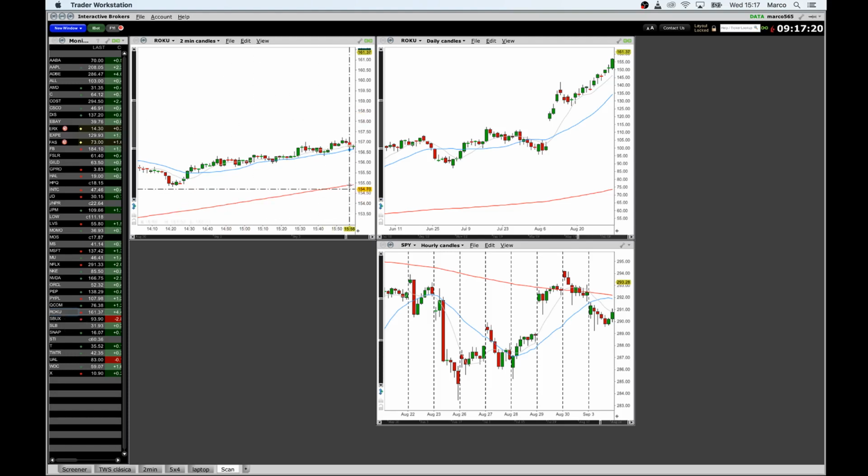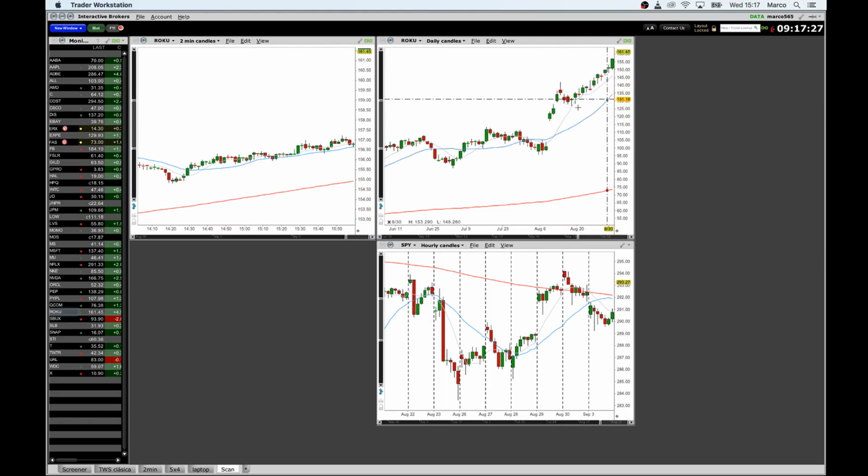Even if everything looks good, let's see, we are gapping away from the 8-period moving average, so that means we can expect some pullback here. So I don't want to test this one.